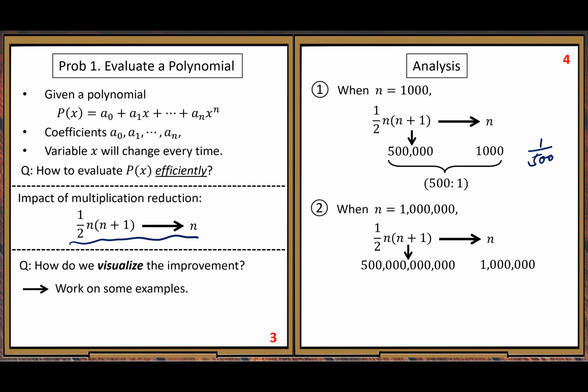500 billion compared with 1 million, what's the ratio? Look at that. A 500,000 to 1 ratio. Is that big? Look at these two methods. The difference is huge. 500,000 to 1 ratio. Can you imagine that?